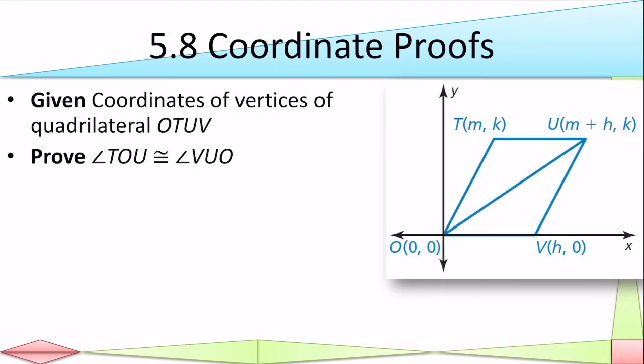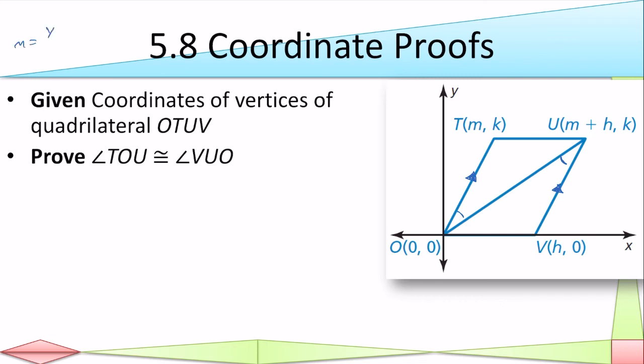So let's do an actual proof using a coordinate proof. So we're given this picture and the coordinates, and we're supposed to prove TOU, so that angle, congruent to VUO, that angle. Well, how could we prove those angles congruent? Well, if these segments were parallel, then they'd be alternate interior angles. So could we prove those segments parallel? Well, if they're parallel, they'd have the same slope. So let's find the slopes.